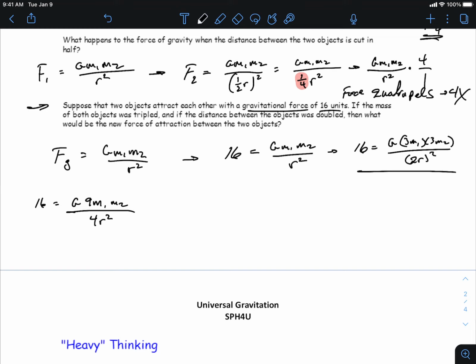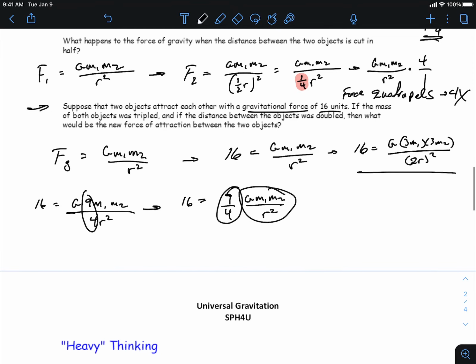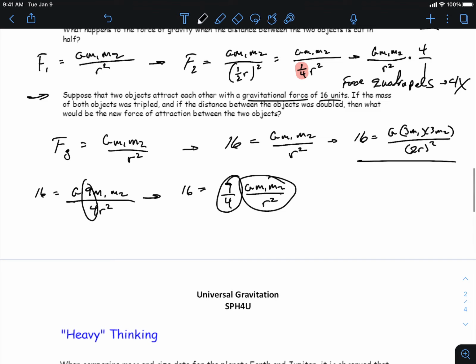Okay, so this new force, what's going to happen overall? You're asking yourself, what's going to happen here, right? Well, let's extract the coefficients that are here. We're going to see 16 should equal 9 over 4 times Gm1m2 over r squared, right? So you're just trying to get the original back and extract what's changed. That's what we've done with all these proportional statements, right? Now you can say, well, what's going to happen to the actual force?